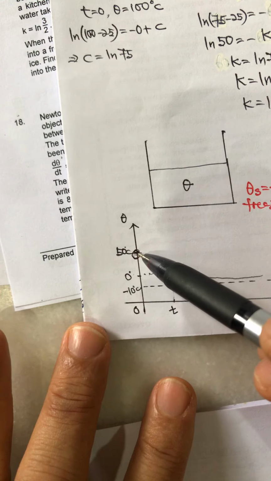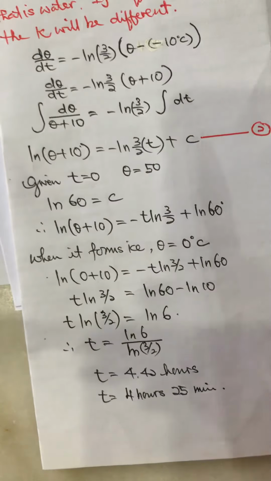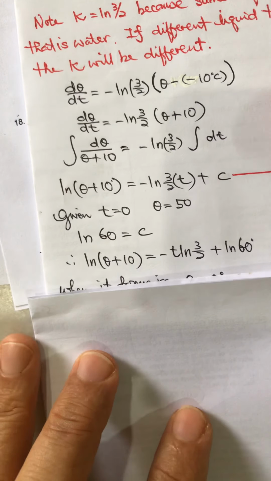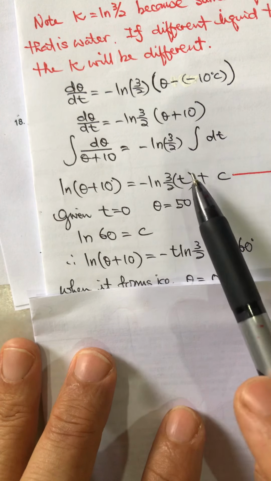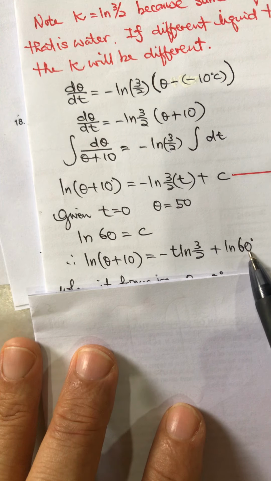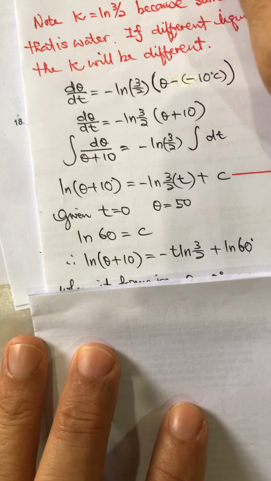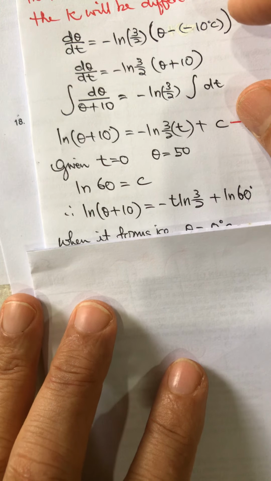Okay, so t equal to 0, theta equal to 50. So when you substitute t equal to 0, theta equal to 50, you get C equal to this. So this is a general solution. We substitute the C inside, it becomes a particular solution. That means it's particularly correct for this situation.